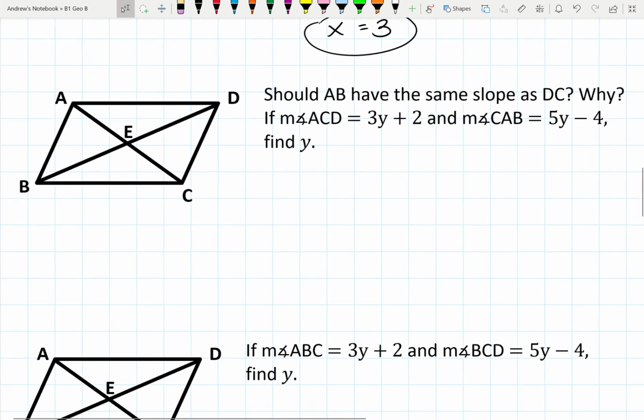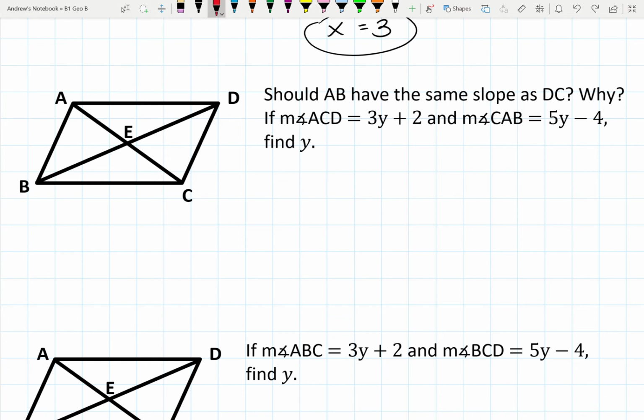So this one's kind of a two-parter. What this one's asking is, should AB have the same slope as DC? All right, so let's take a look. AB and DC. Yeah, I think so, because part of being a parallelogram means that they have parallel sides. We have two pairs of parallel sides. So what we're going to do for this problem is work off of the fact that they are parallel sides.